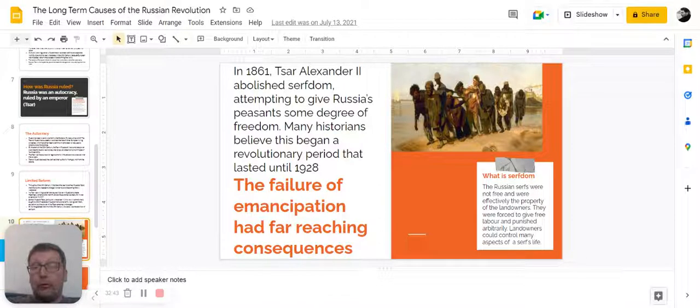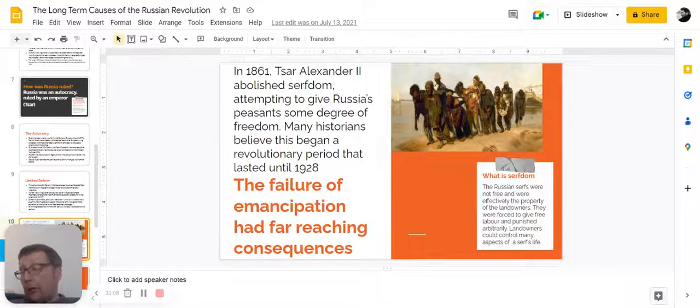Some of the landlords who lived in the countryside also were a bit frightened about what the countryside might be like if serfdom wasn't there to protect them, if they didn't have the power to discipline, punish, and perhaps even to kill if they needed to. And they feared what a post-serfdom Russia might look like.